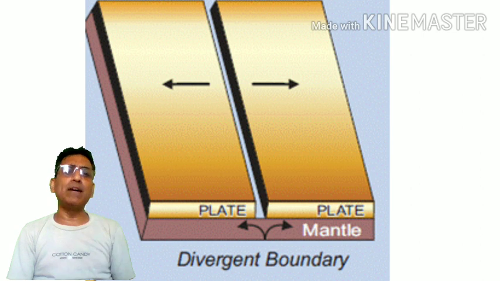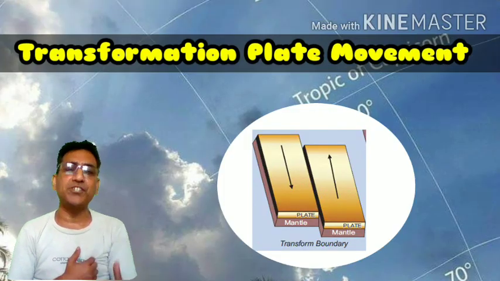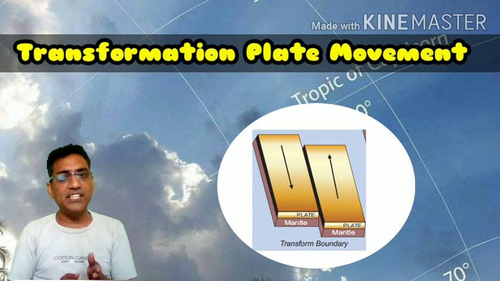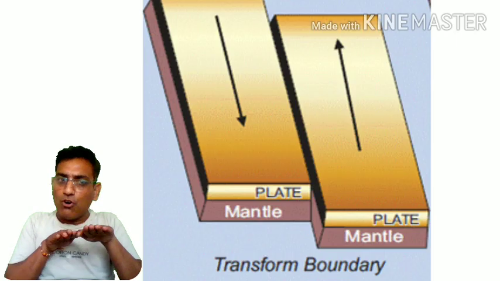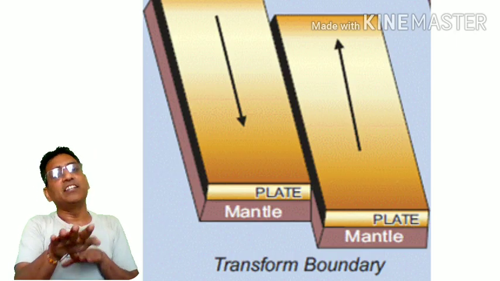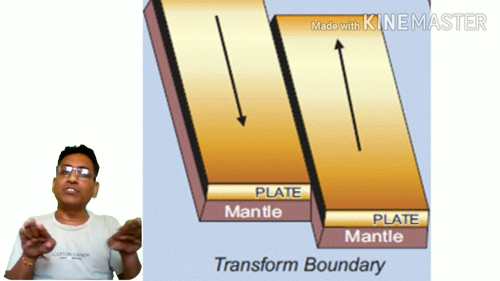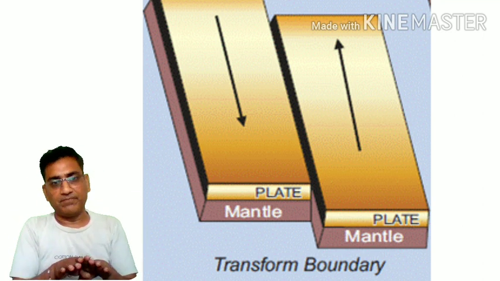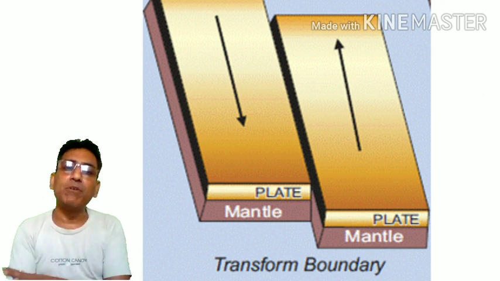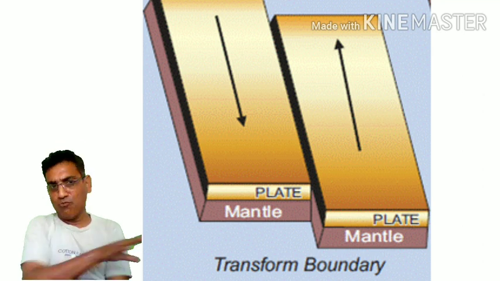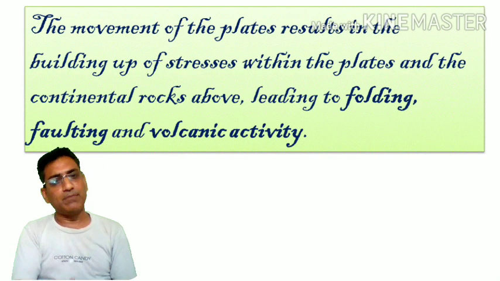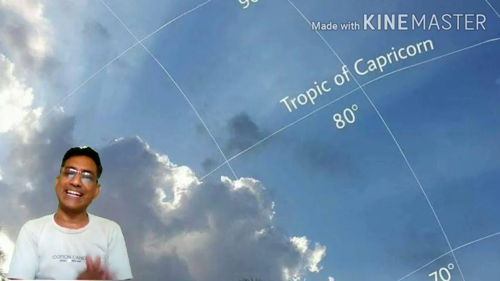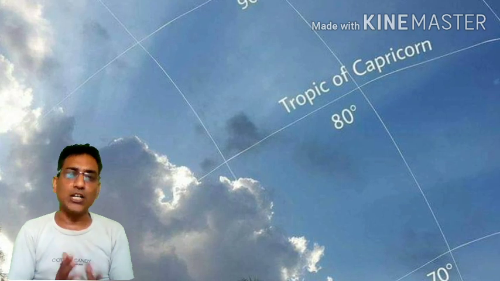The third type of movement is the transform plate movement. In this case the plates move horizontally past each other without causing any divergence or convergence. They form the transform plate boundaries. These movements may result in folding, faulting and volcanic activities. It may also cause earthquakes. But over the years, these plates have resulted in the formation of continents to their present form.